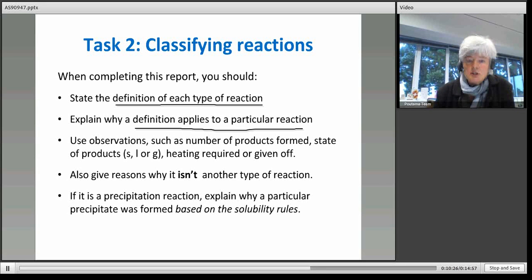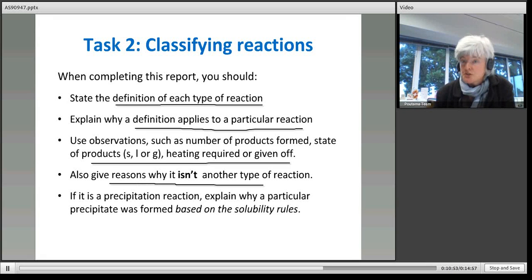And then we'd have to use our observations to try and explain why it is a combination. So you could say, well, you had to heat it to give the energy for it to form, but it did react and it started glowing itself. That's different to a decomposition reaction because we didn't have to heat it all the way. So you explain why it is a particular type of reaction and also why it isn't another type of reaction.